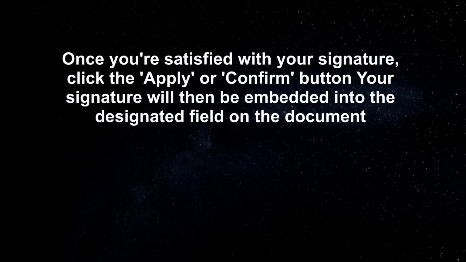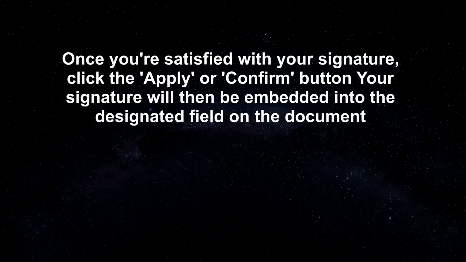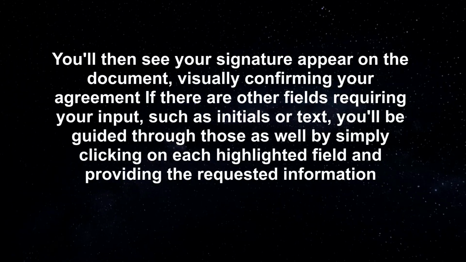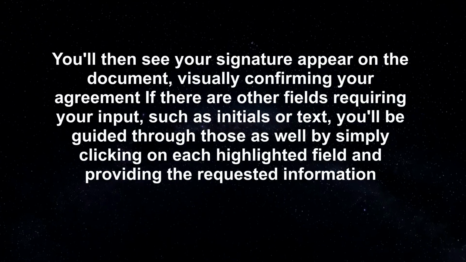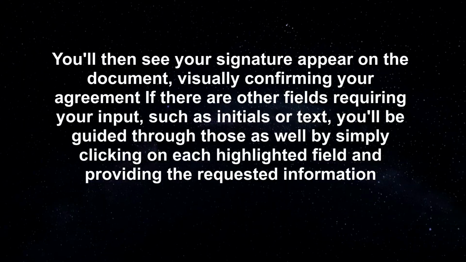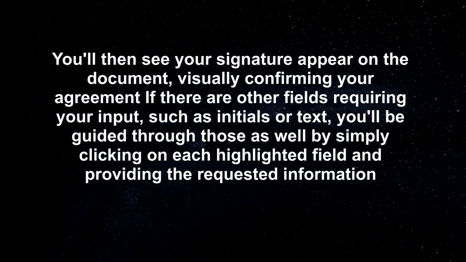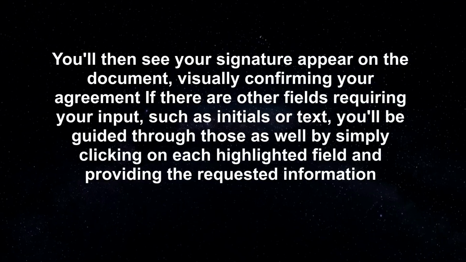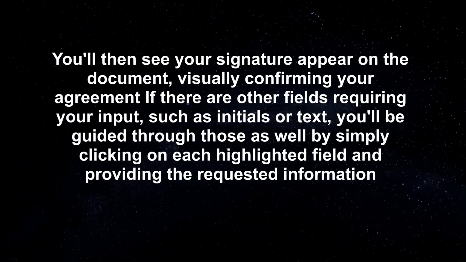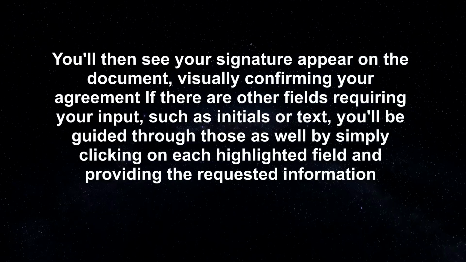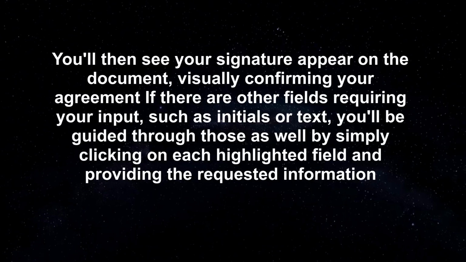Your signature will then be embedded into the designated field on the document. You'll then see your signature appear on the document, visually confirming your agreement. If there are other fields requiring your input, such as initials or text, you'll be guided through those as well by simply clicking on each highlighted field and providing the requested information.